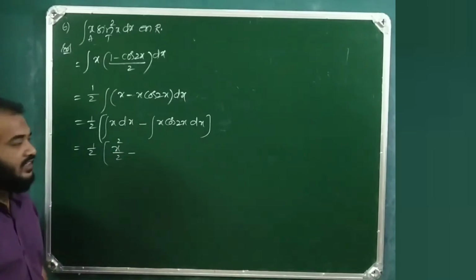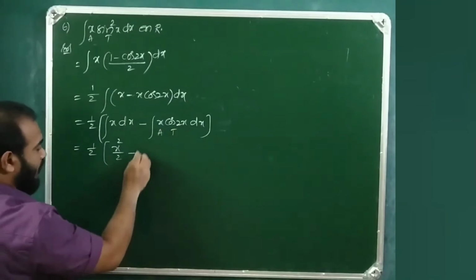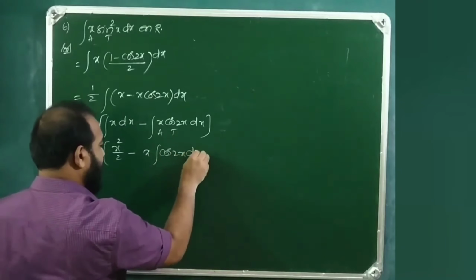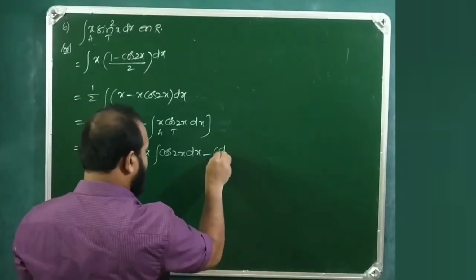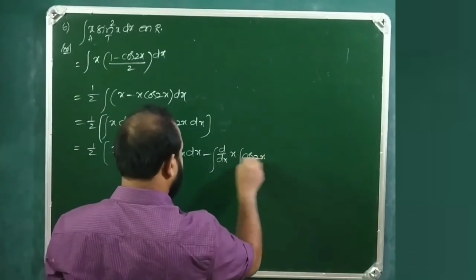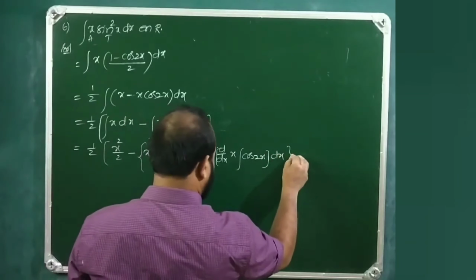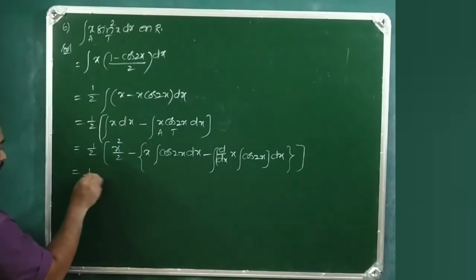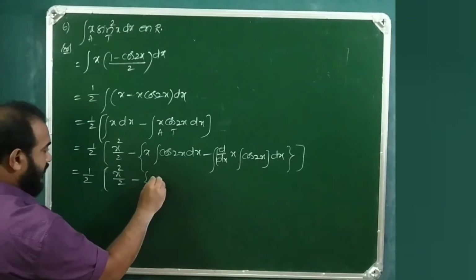Now the product of two functions came. So here this is an algebraic function and this is a trigonometric function. So first function into integral of second function dx minus integral of d by dx of first function into integral of second function dx whole dx. So the bracket is closed. And this bracket is this. 1 by 2, x square by 2 minus x.